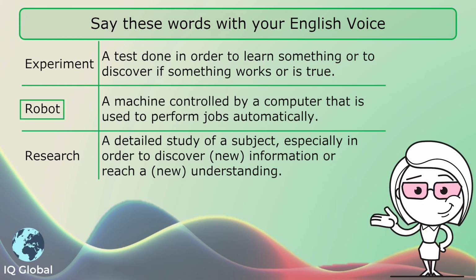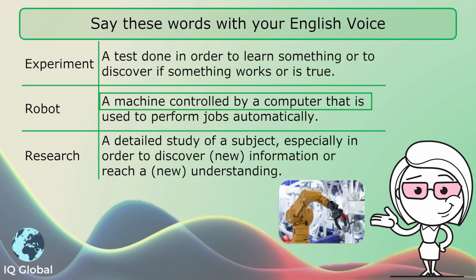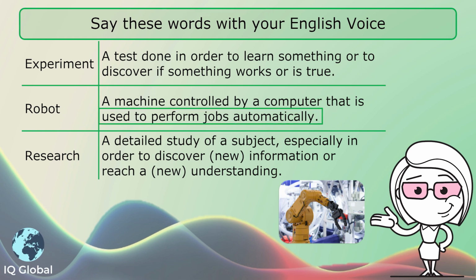Robot. A robot is a machine controlled by a computer that is used to perform jobs automatically.